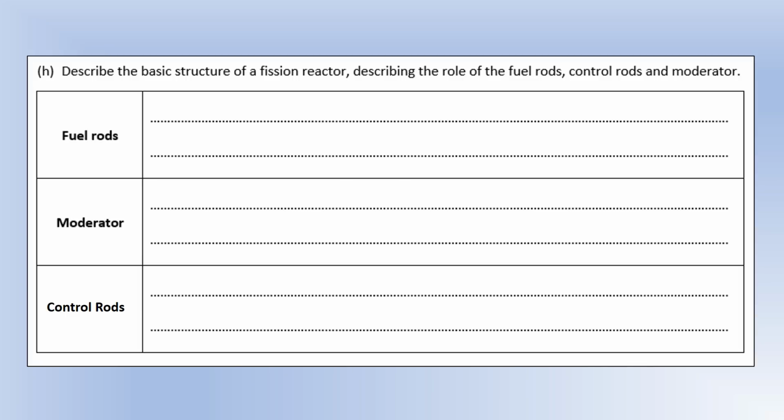Okay, so there are essentially 3 key parts of a nuclear reactor. There are the fuel rods, which contain, I think it's uranium oxide typically. It's not usually pure uranium, but that's what we put into our nuclear reactor as the fuel, and that's what we remove once it's run out.